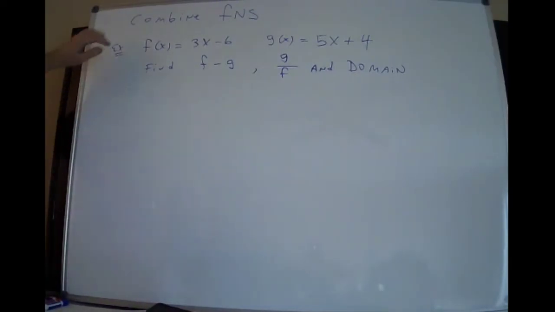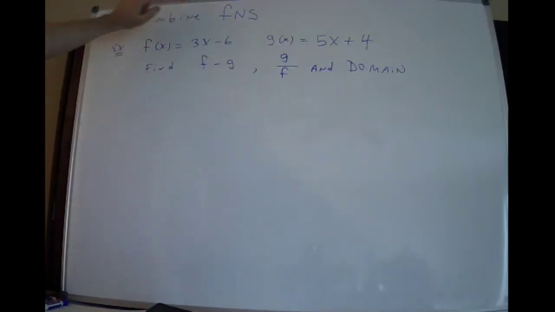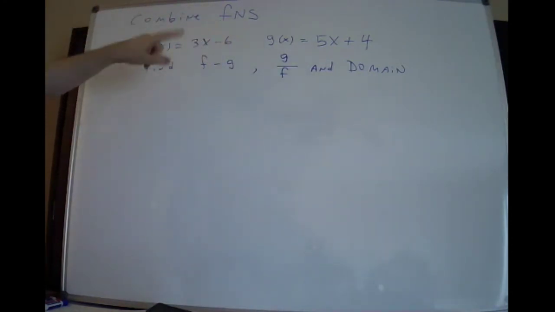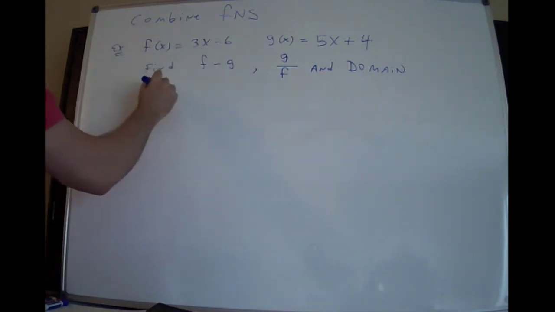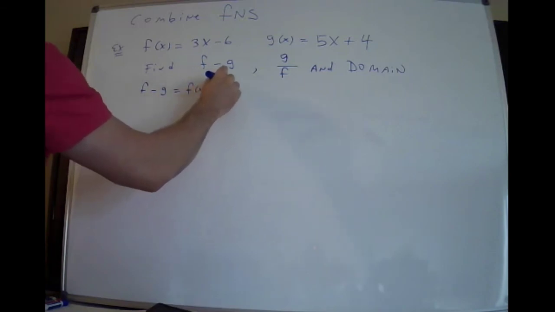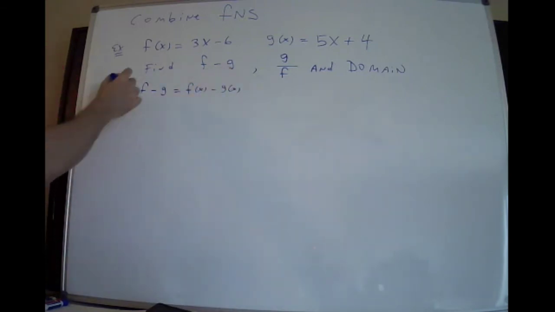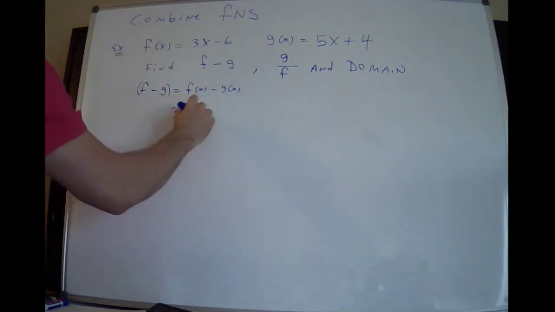All right, so combining functions, right? I always abbreviate f of x, g of x. You either add, subtract, multiply, or divide them. Very, very straightforward. So f minus g means that you take the function f of x and you subtract the function g of x and you make a new function. So this is just the name of that new function. So I literally take f and subtract g.